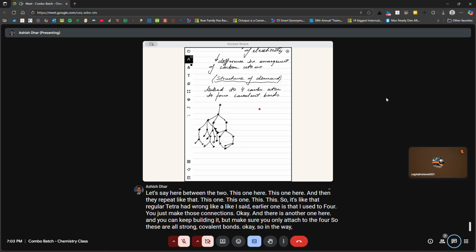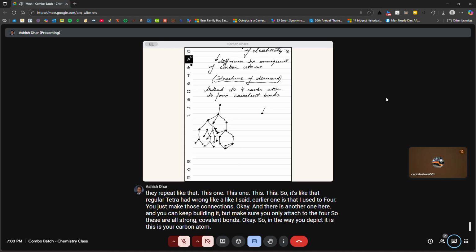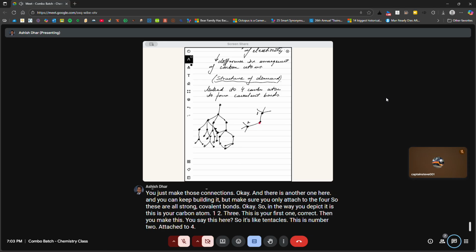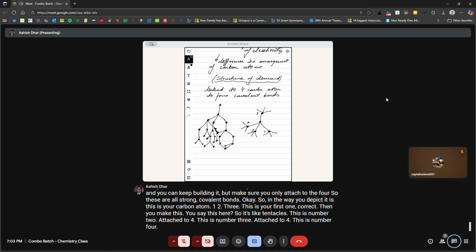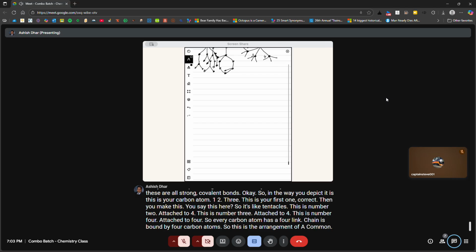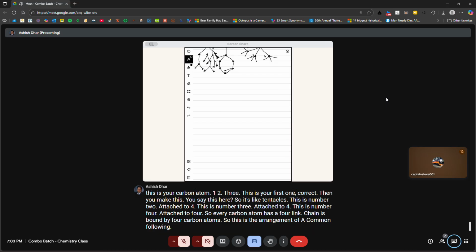Okay. So the way you depict it is, this is your carbon atom. One, two, three. This is your first one, correct? Then you make this, you save this here. So it's like tentacles. This is number two attached to four. This is number three attached to four. This is number four attached to four. So every carbon atom has a four-link chain, bound by four carbon atoms. So this is the arrangement of carbon. Following me? Okay.